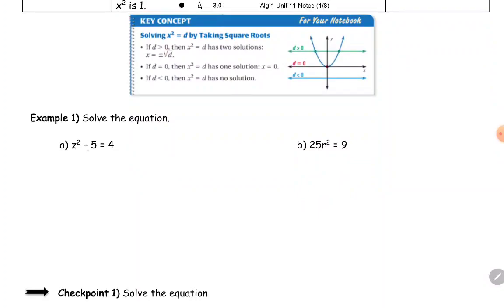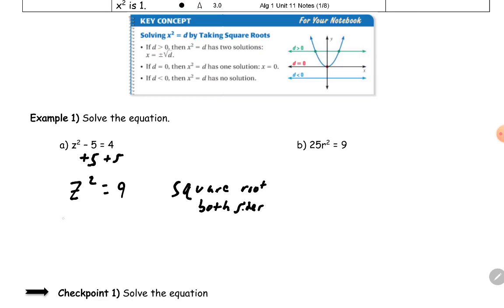So all we do is solve for the variable like normal, getting rid of the other numbers by adding or subtracting them over. We get z squared equals 9. And to get rid of the squared on the variable, we're going to do the opposite operation, which is to square root both sides. So if I have z squared equals 9, I'm going to square root both sides.